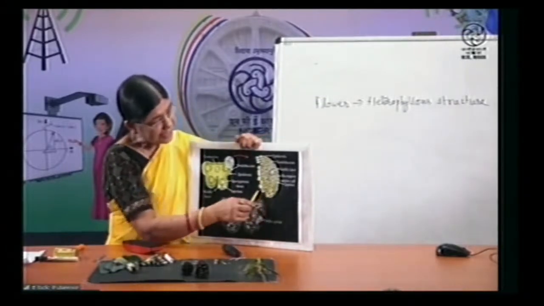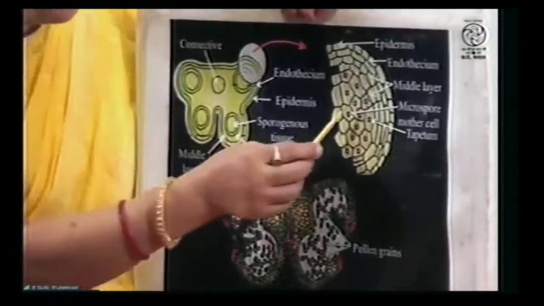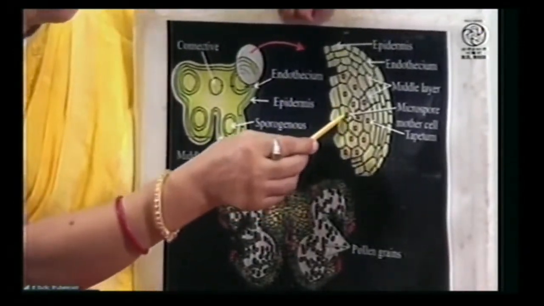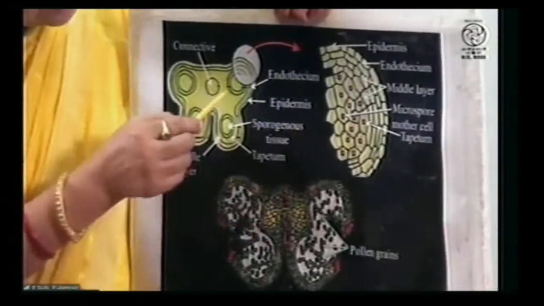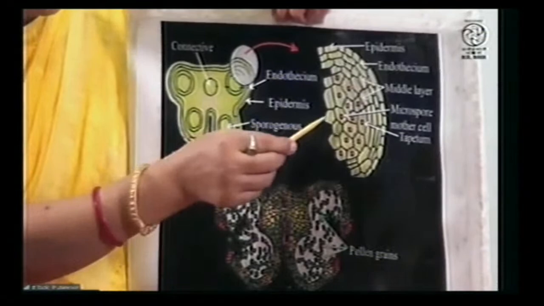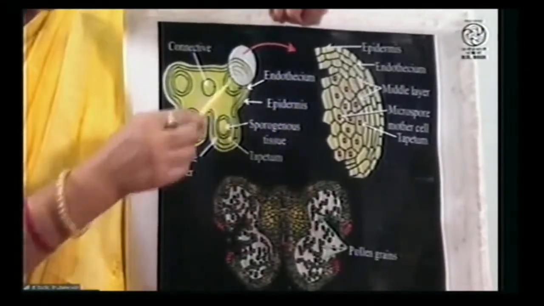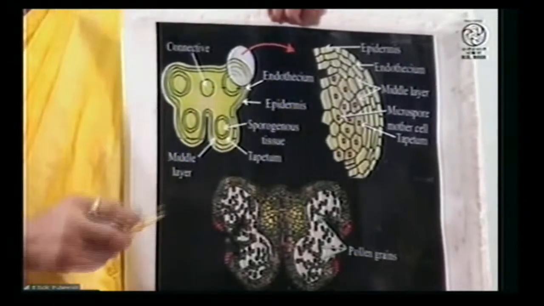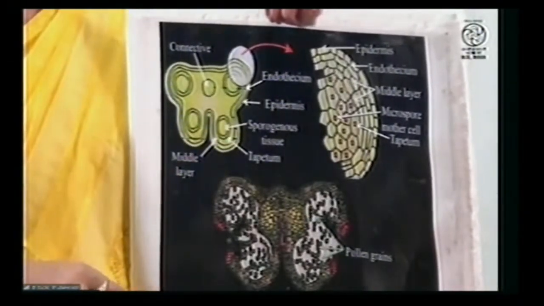And it encloses a mass of tissue internally. You can find here internally, this tapetum, it encloses a mass of tissue. Here you can find this mass of tissue, which is not fully visible here. This mass of tissue, these tissues, are called microsporogenous tissues.